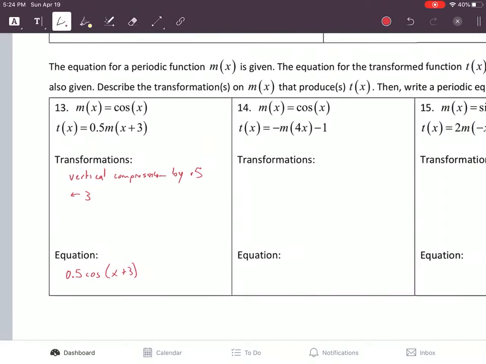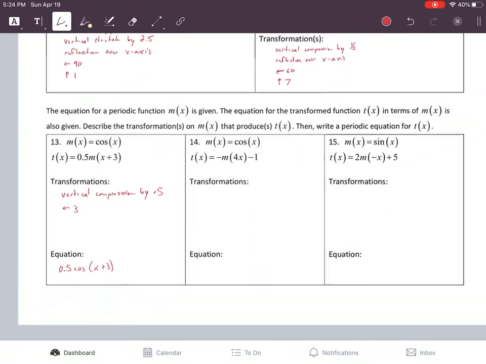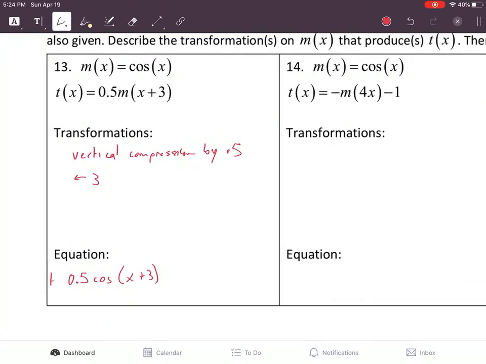Okay, let's put what's an equation be? An equation for t of x. So we're going to write t of x. You know what? Hold on. Let's rewrite this. I don't like that. That's ugly. I jammed it in there too much. Okay, so we got t of x is equal to 0.5 times the cosine of x plus 3. There we go. That's a little bit better.